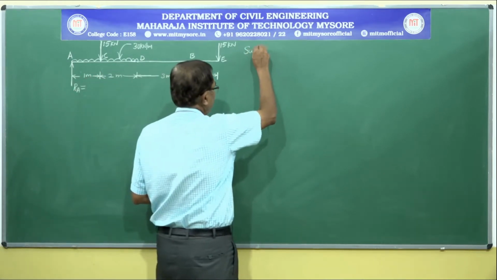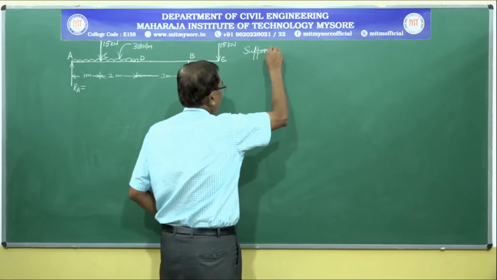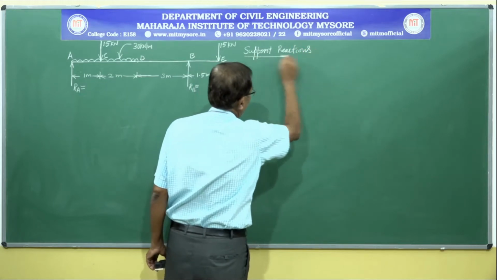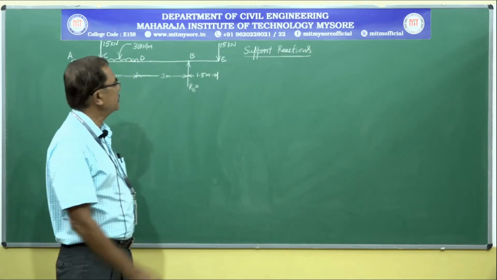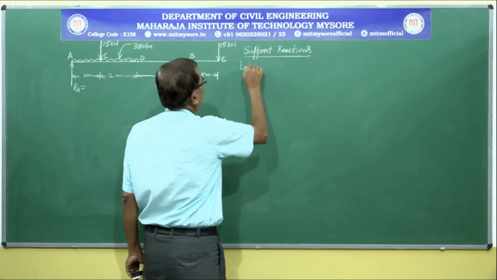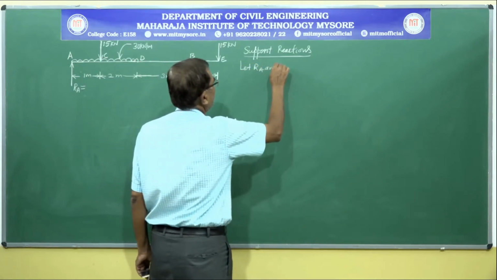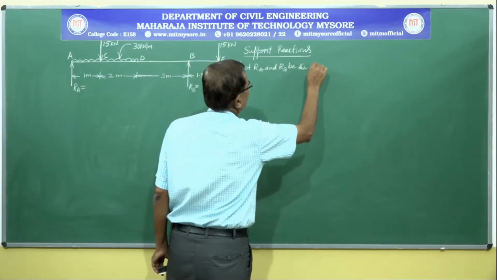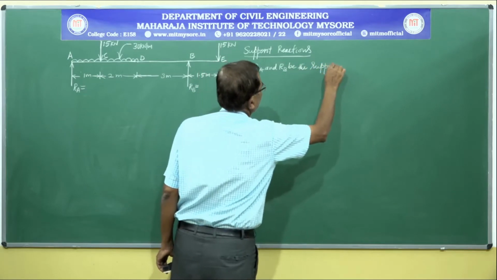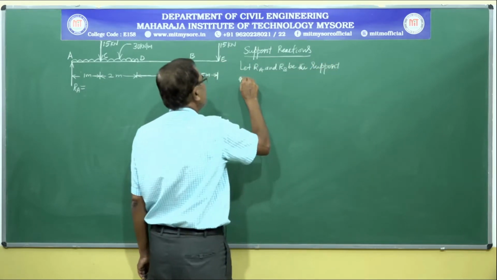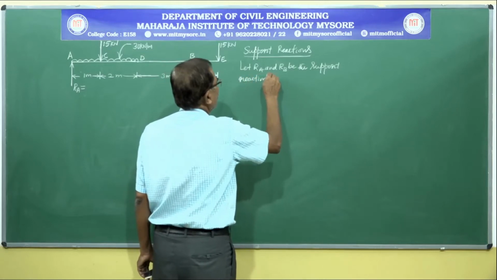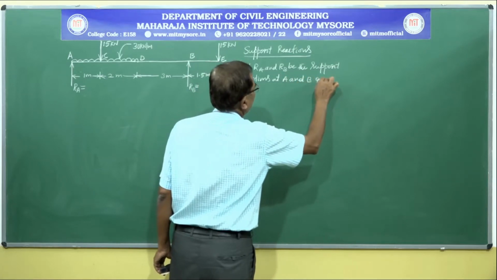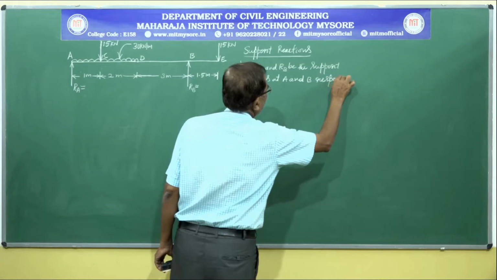Calculate support reactions. State the support reactions. Let RA and RB be the support reactions at A and B respectively.